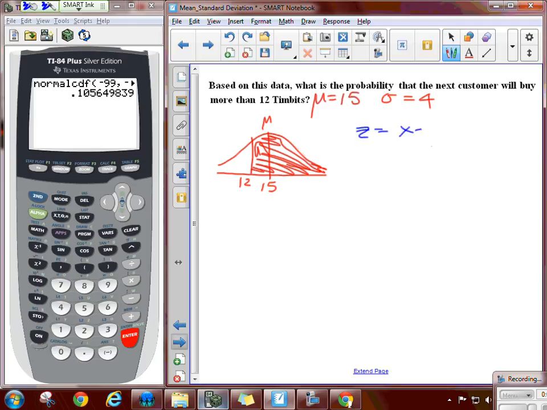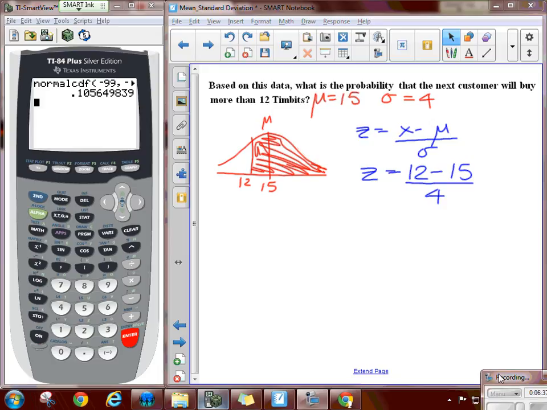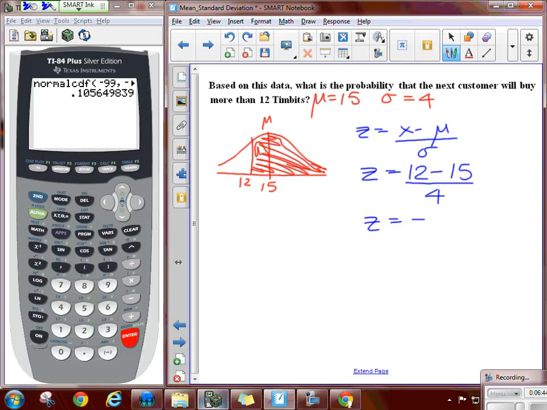Z-score formula, again from your formula sheet, is x minus the average over the standard deviation. X is the number we're trying to determine, so that's the 12, minus the average, all over the standard deviation. And if we calculate that number, we get a negative 0.75. So that means this, as a Z-score, is negative 0.75. We know it should be negative because it's below the average.